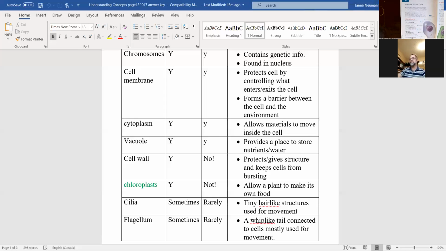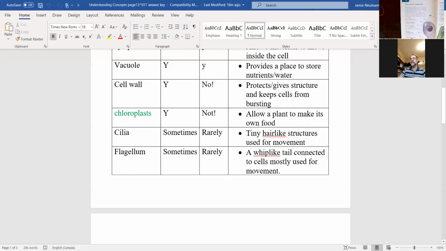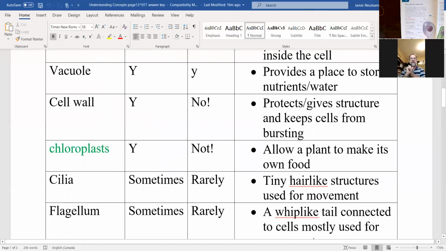Now, here's the thing that is most important. You do need to be clear on this. Cell wall is not found in animal cells. It's only in plant cells, and chloroplasts likewise, only in plant cells. Some of you missed the cell wall and chloroplasts, so that's probably why you had marks taken off.